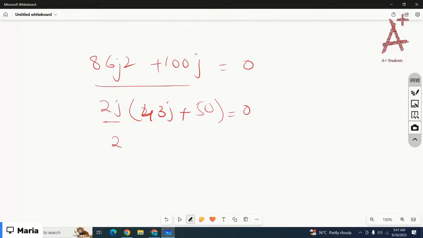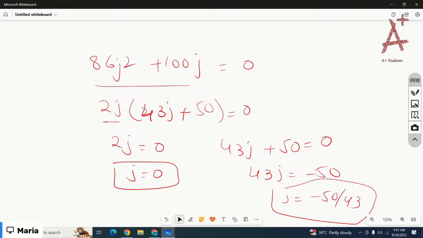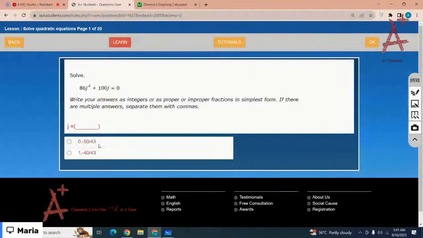So 2j equals 0 or 43j plus 50 equals 0. So that means j equals 0. This is one of the answers, and 43j equals negative 50, so j equals negative 50 over 43. So these are the two values for j, because that is a quadratic equation, a degree 2 equation, so it must have two solutions, right? j equals 0 and j equals negative 50 over 43, that is option number 1, is the correct option, right?